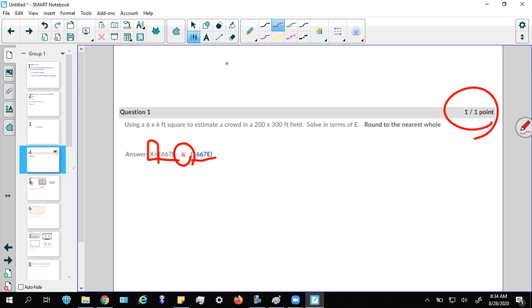But E-class only grades based off of what you typed in, and it compares it to what the answer should be. So because the student put an x equals right here, the E-class thought it was wrong. That's why they got the X. But look over here on the right-hand side. Again, 1 out of 1 points. So I went back and overrode it. All right. Here we go.